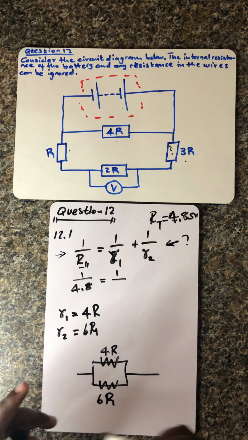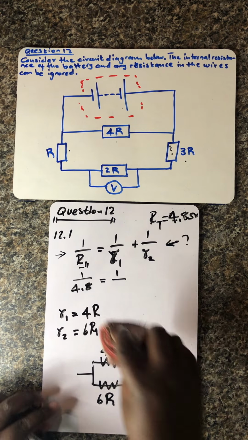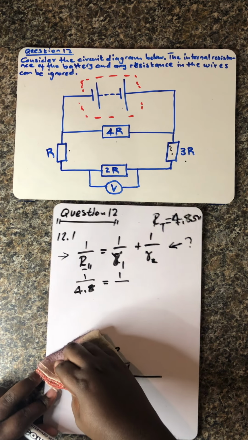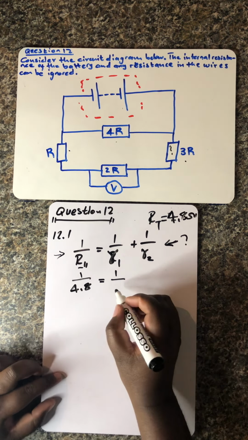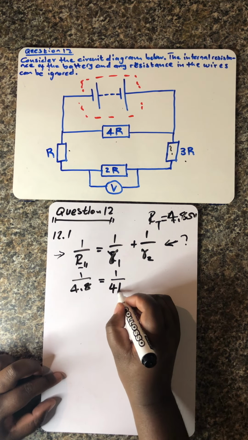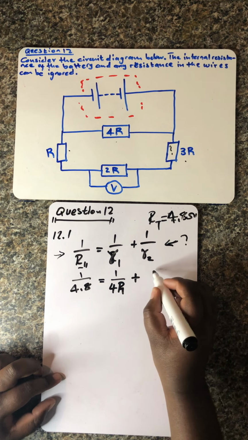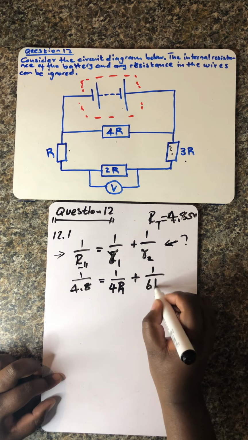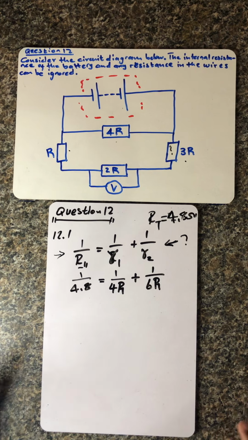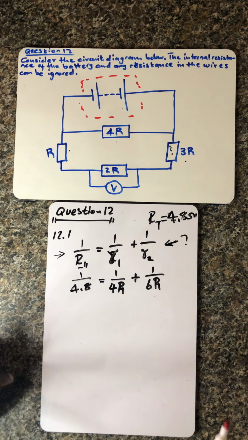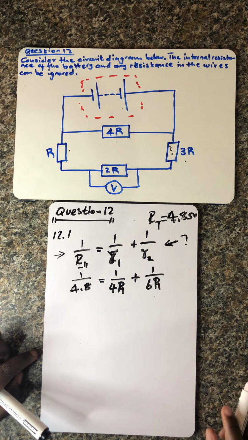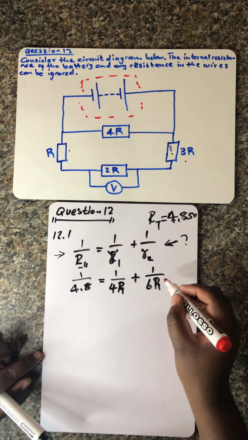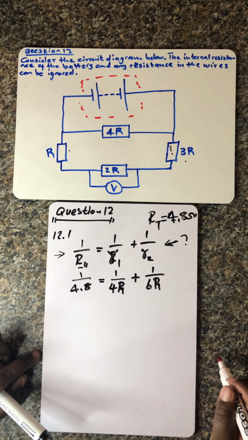Guys, very, very much important that you understand this part. Otherwise, you won't understand as I continue. So that means our R1 is 4R, plus what is our R2? I've just explained it is 6R. Guys, to easily solve this type of question, ladies and gentlemen, let's just multiply each and every term by R.